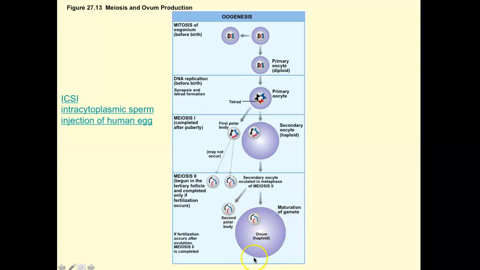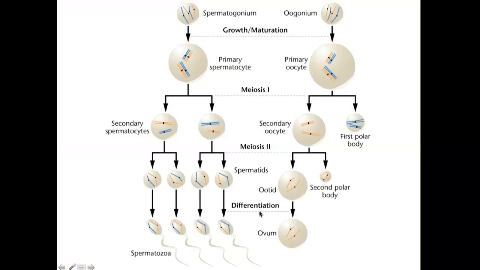And so the ovum here is going to be your secondary oocyte, okay? And the polar body is actually still contained within the secondary oocyte. Let's take a look at the side-by-side comparison. So here's our spermatogenesis on one side, oogenesis on the other side.